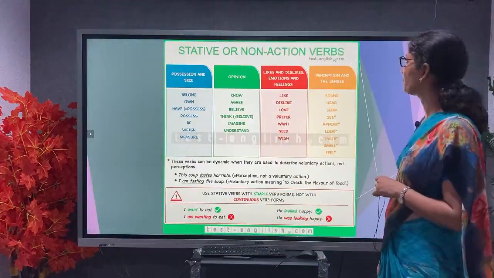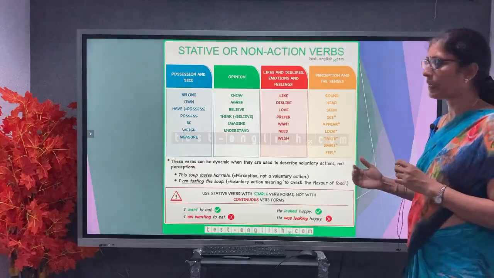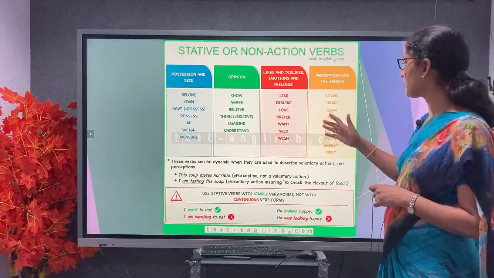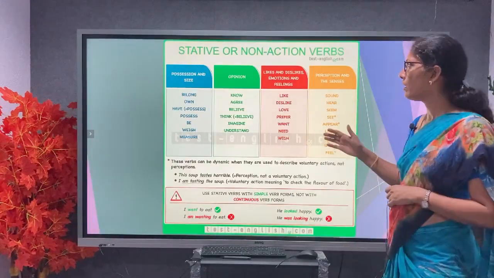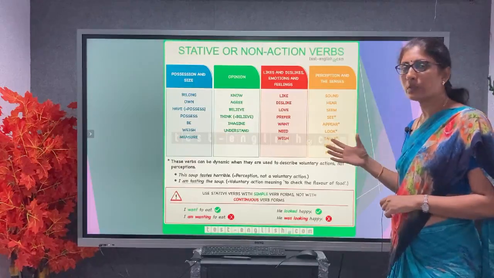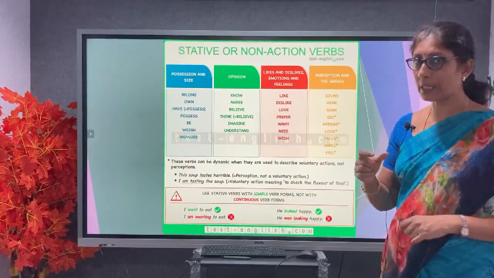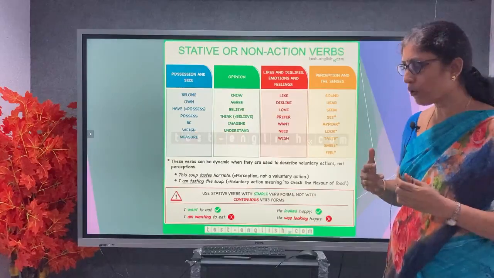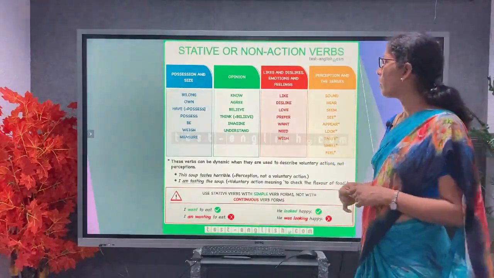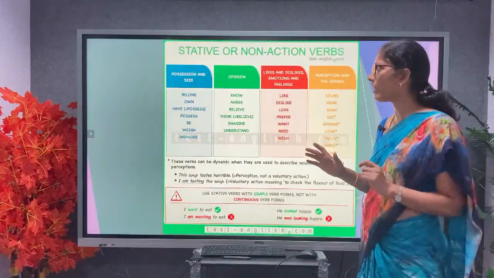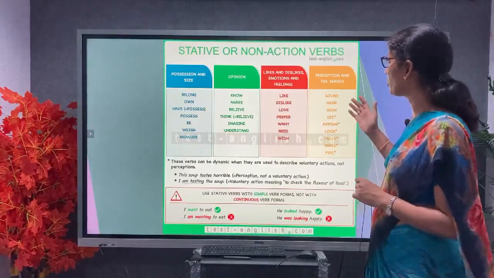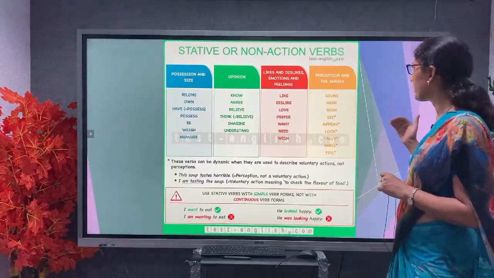Second one. Stative verbs, or non-action verbs. In this one, there are 4 varieties. Mainly these stative verbs are not used in continuous form, because they don't show continuity of action. Next, position and size. Opinion, then likes and dislikes, emotions and feelings, perception and senses.